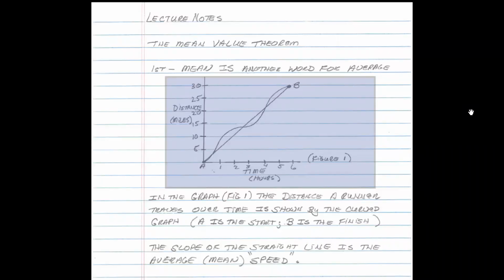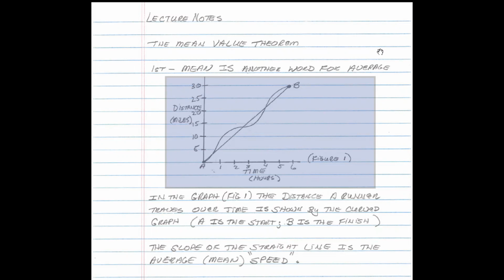This lesson is entitled The Mean Value Theorem. The word mean means average, usually. From a statistical point of view, at any rate, what you have in front of you is a graph of a situation where we have a runner who is running for 6 hours, and during that 6-hour time, covers a distance of 30 miles.